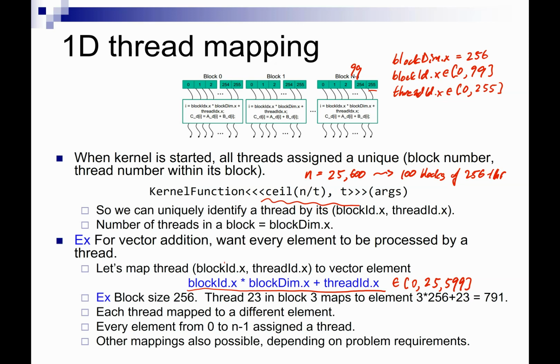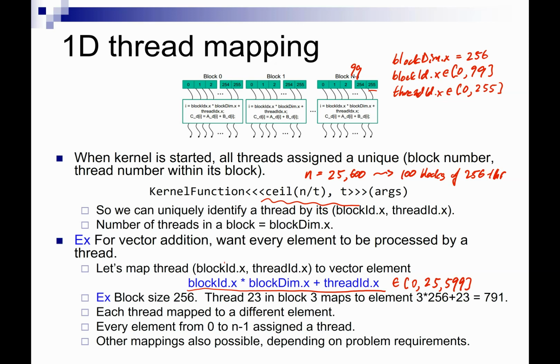Now, of course, this is not the only possible mapping. We use this mapping because we wanted one thread to process just one element. Sometimes you might want one thread to process several elements, and then you would use different mappings to achieve that. But usually you will not have one thread process many elements. For example, you definitely do not want one thread to process all 25,000 elements, because then you don't have any parallelism. So usually you want each thread to process just a few elements.